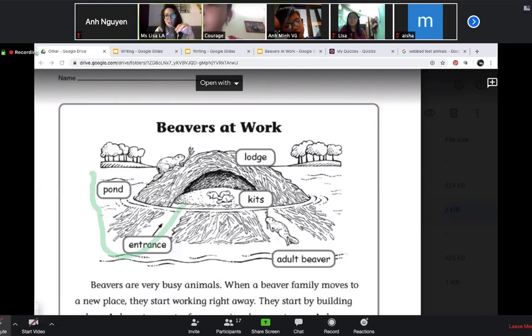Where is the entrance? Is it above water up here or is it below the water? It's below the water. It is below the water. So beavers have to go into the water, through the bottom, and up into their home. Okay, so let's read about it.